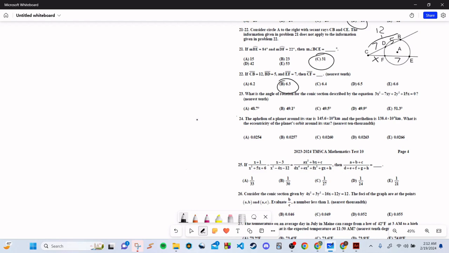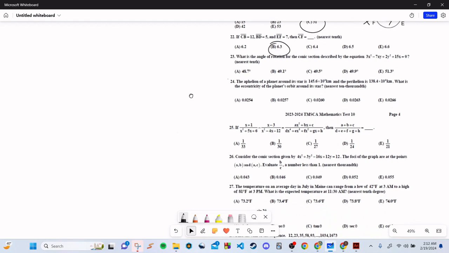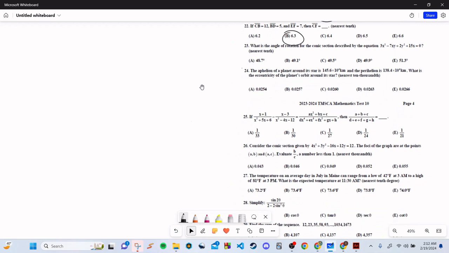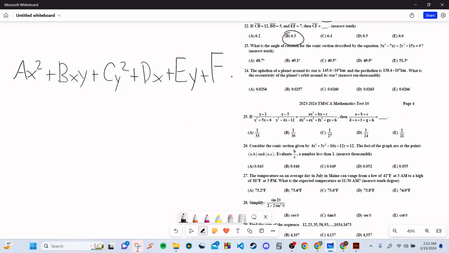Okay, so this is a question that I've seen a lot this year, so it's an important one to know. It's kind of like a new question. I haven't seen it a lot in previous years. So there's a formula to know with this one. It has to do with the angle of rotation of a conic section. So the thing to know is that conic sections are defined by the following equation. So this is ax squared plus bxy plus cy squared plus dx plus ey plus f equals 0.